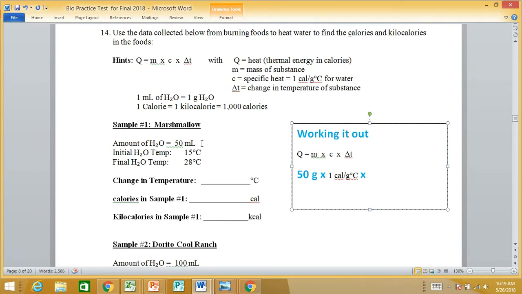what's our next one? The delta T. So it's the change in temperature. And here it says we started at 15 degrees Celsius, and it changed to 28. It went up to 28 degrees. So that's a 13 degree change. So times 13 degrees Celsius.